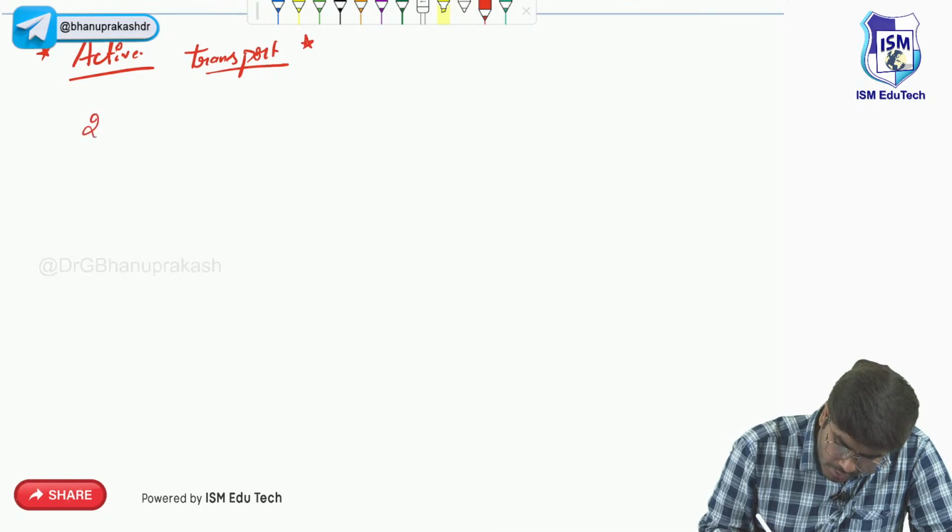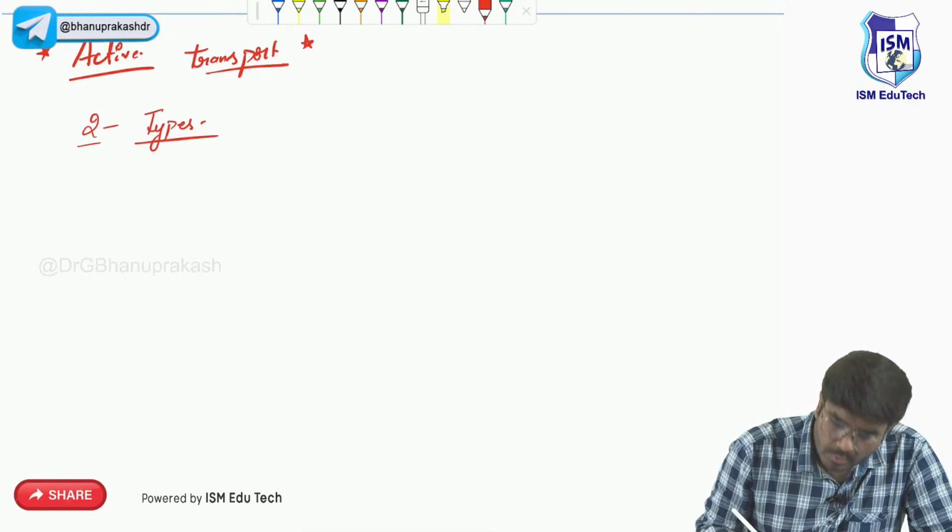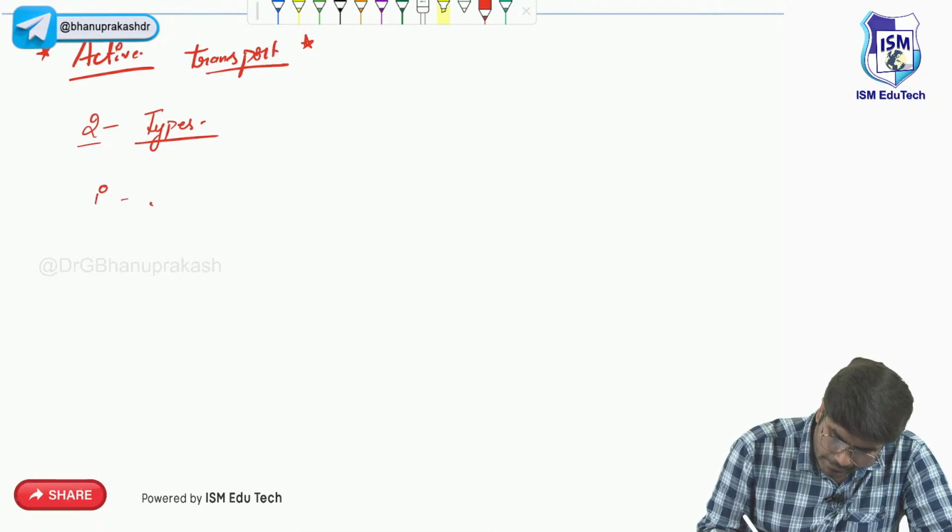Now, let's talk about active transport. How many types of active transport do you know? Two types. There are two types of active transport. The first one is called primary active transport.